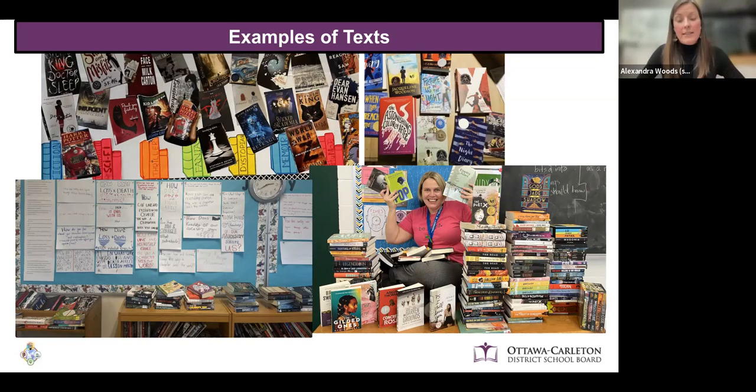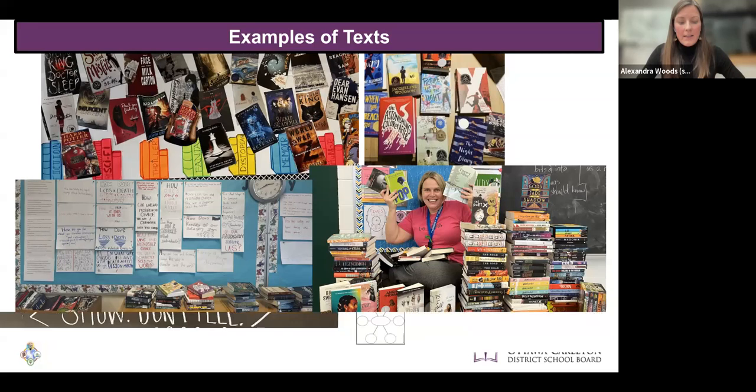You'll notice that the texts really reflect multiple identities and genres, and really having text that reflects student identity and interest is a priority for many teachers in the OCDSB. The teacher on the right here applied for a grant from an organization, received a bunch of money to purchase additional texts for her students, and they were all based on student interest. So the teachers are very keen to make sure that the texts are reflective of student voice and identity.